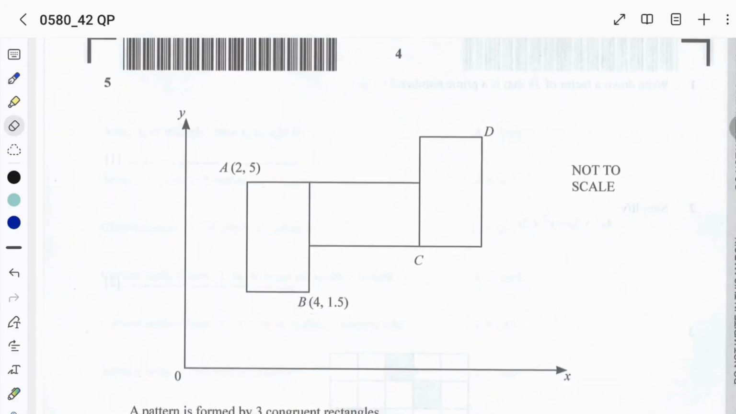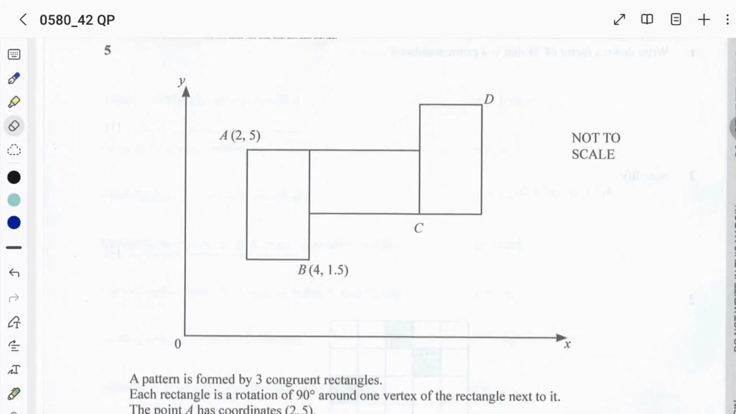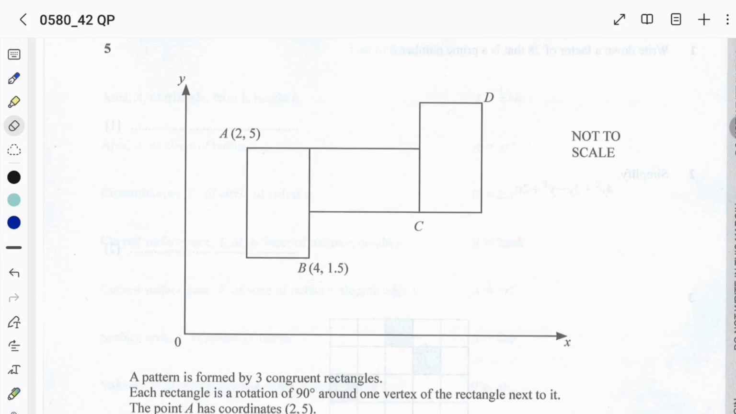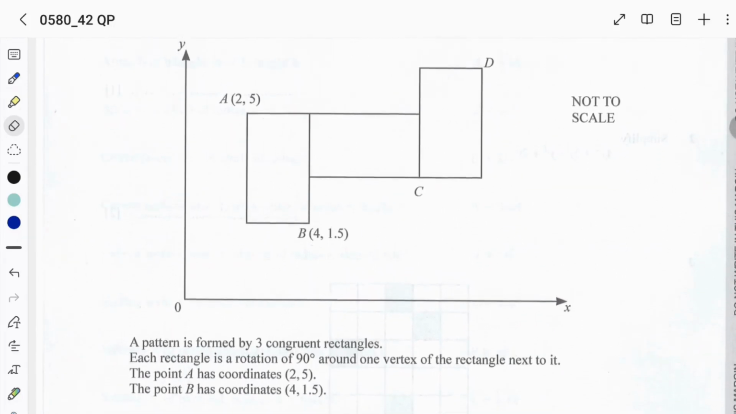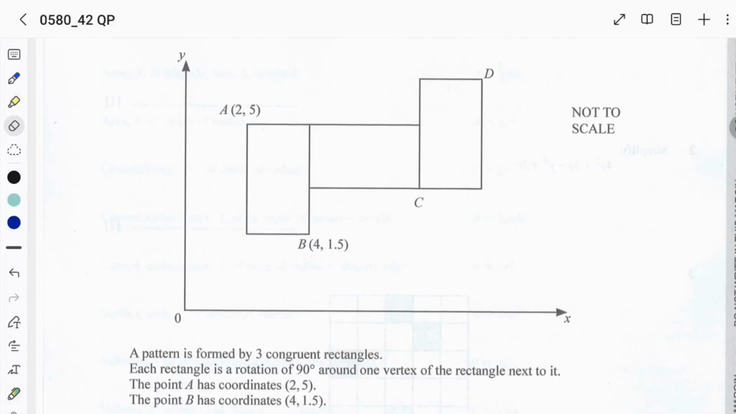Moving to question number 5. In question number 5, they have given us 3 rectangles. A pattern is formed by 3 congruent rectangles. Each rectangle is a rotation of 90 degrees around one vertex of the rectangle next to it. The point A has the coordinates (2, 5) and the coordinates for B are (5, 1.5). Work out the coordinates of the point C and point D.